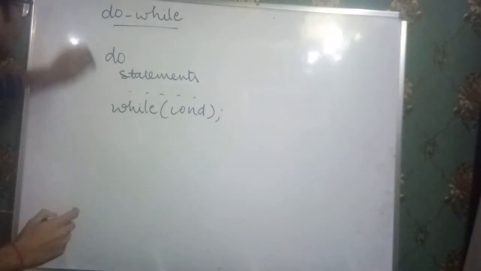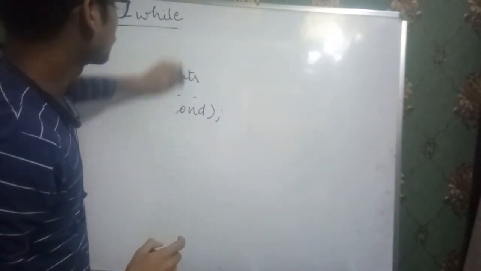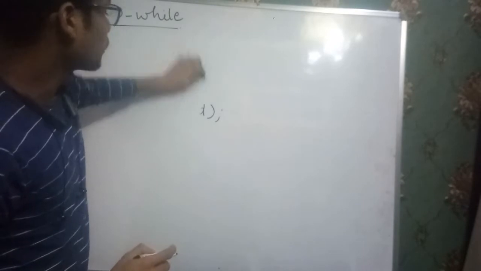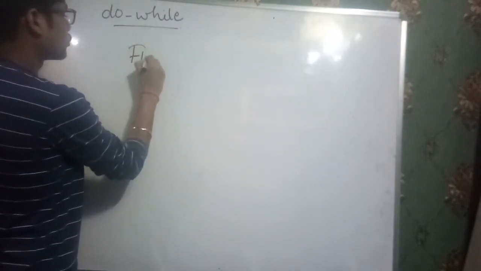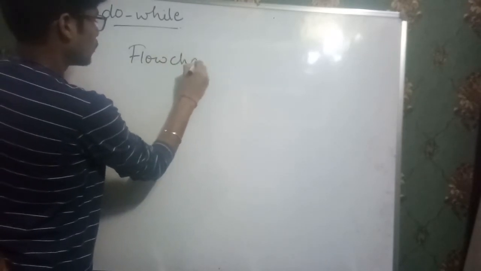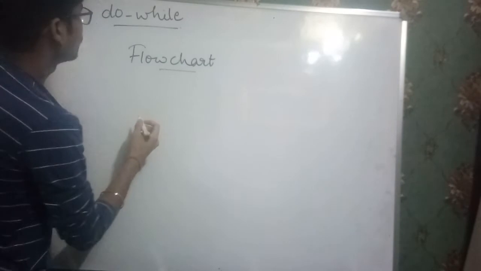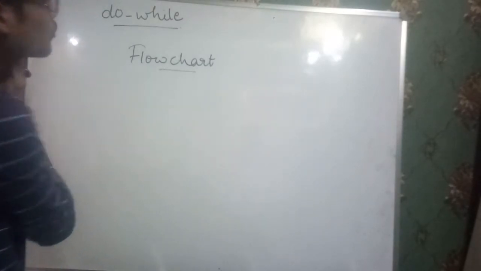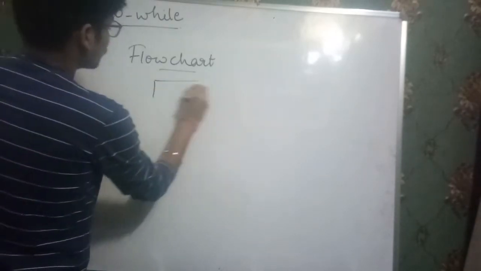Now we will go to the flowchart, to see how to implement this and what the conditions are step by step. For the flowchart of this, first we will have the body of the loop.